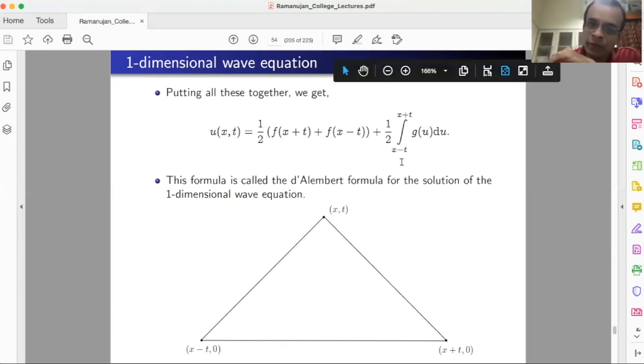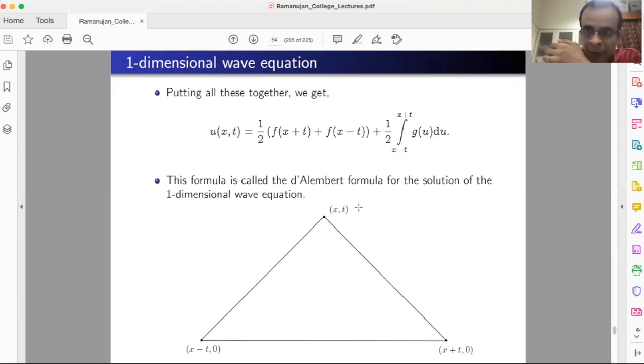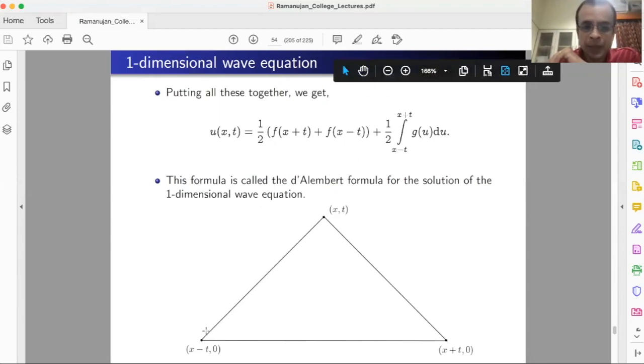So I get half of the integral from x minus t to x plus t of g of u du. Or in other words, if I want to find the solution at the point (x, t), all that is needed is the following: I only need to know the initial values f and g. In fact, f is required only at these 2 points, and g I need to know for every point between these 2 points, which is (x minus t, 0) to (x plus t, 0).